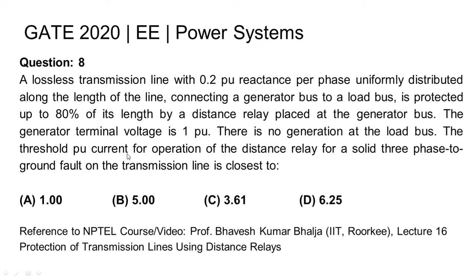The threshold per unit current for operation of the distance relay for a solid 3-phase to ground fault on the transmission line is closest to option A 1, option B 5, option C 3.61, option D 6.25.